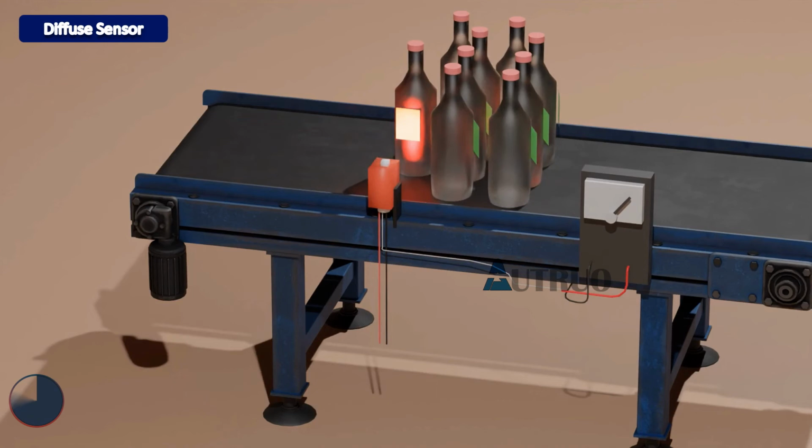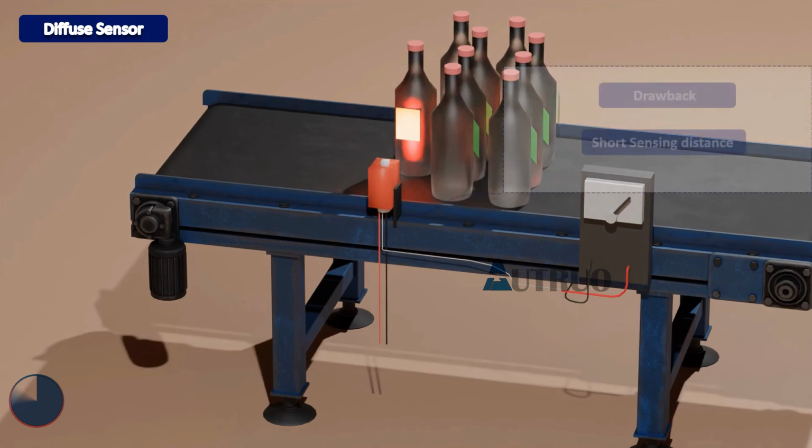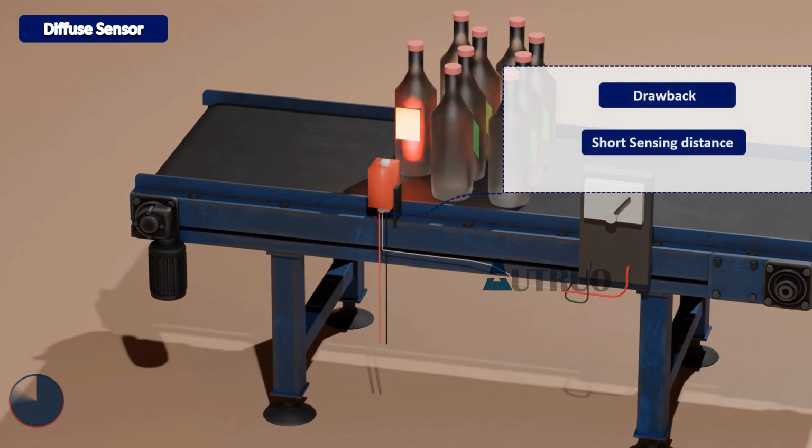Some diffuse sensors also come with light on mode and dark on mode. This type of sensing device also comes with its own drawback. The sensing distance is the shortest among photoelectric sensing devices, because the emitted beam must be able to be reflected back to the sensor. Hence its length.